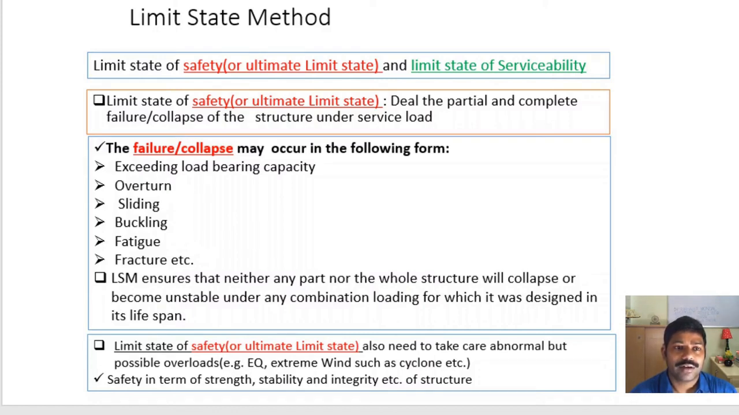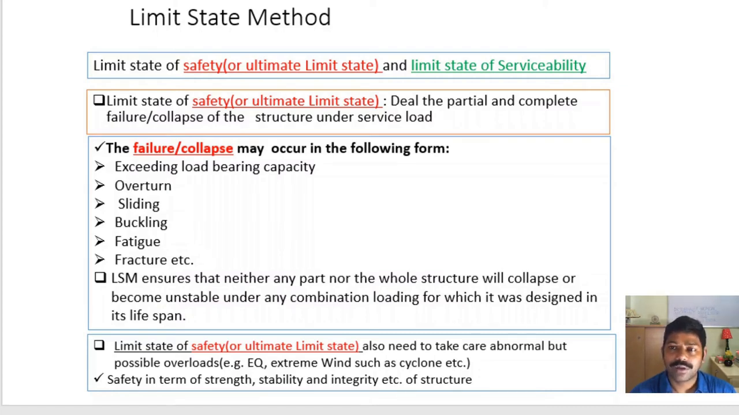So what is the limit state method ensuring? It ensures that neither any part nor the whole structure will collapse or become unstable under any combination of loading for which it was designed in its lifespan. All structures have a lifespan, and during that lifespan, neither any part nor the whole structure will collapse if we design as per the limit state method. It also needs to take care of abnormal but possible overloads such as earthquake load and extreme wind load such as cyclones.